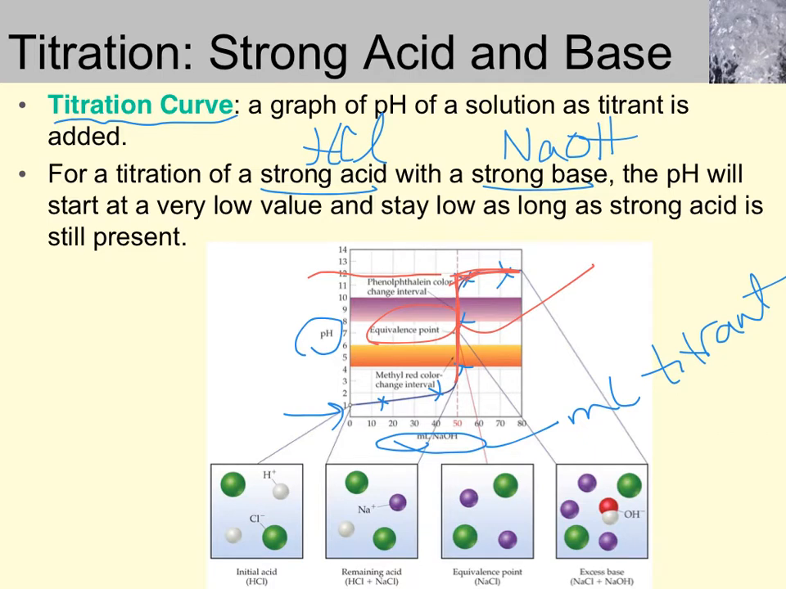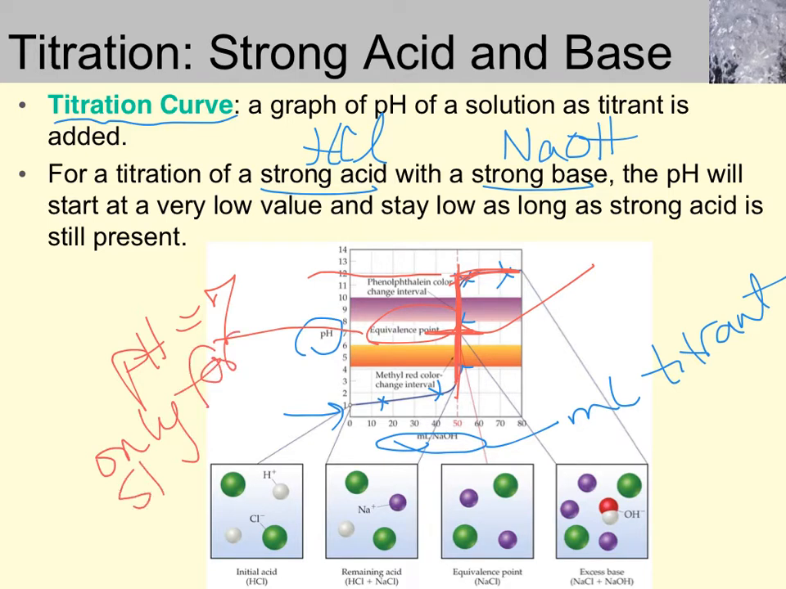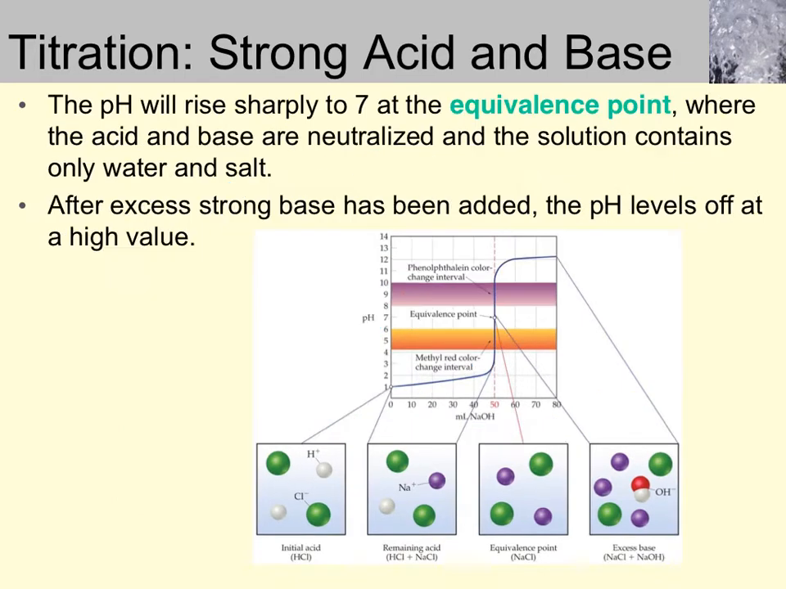Another thing I'd like to point out is at the equivalence point, which is about halfway up this sharp jump, the equivalence point of a strong acid with a strong base, the pH equals 7. That is only for titrating a strong acid and a strong base together. You have to have both of them to end up with a pH of 7 at the equivalence point. You'll see if either one of these is weak, the pH is not going to be exactly 7 at the equivalence point.